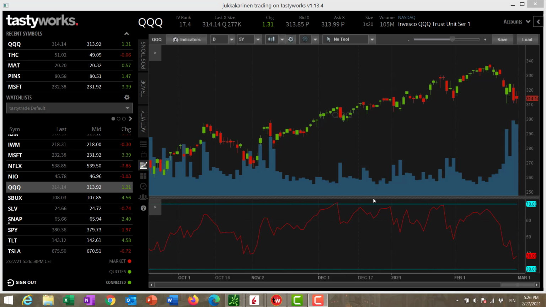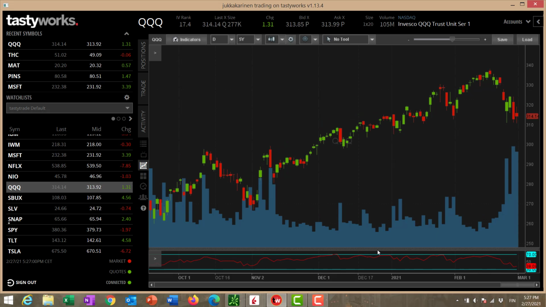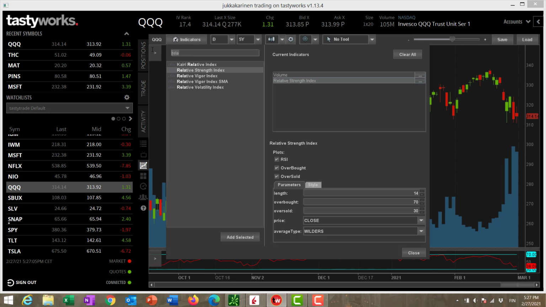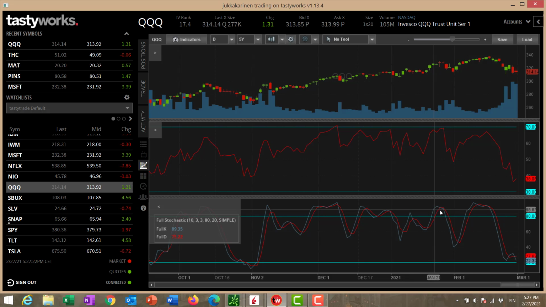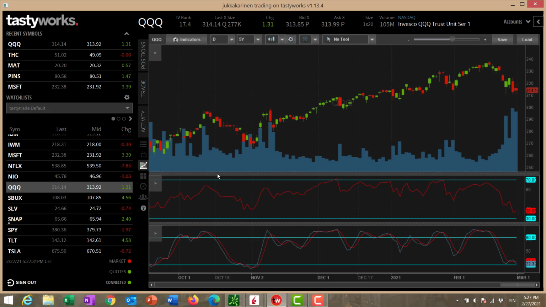Alright, I'll leave this RSI indicator here for later use. I'm going to add another indicator that I use as a warning light, and that's stochastics. Just whatever stochastic. I'll add the full one there with standard settings. This is another indicator that has that sort of overbought and oversold levels, and I use it exactly like I use RSI as a warning light.